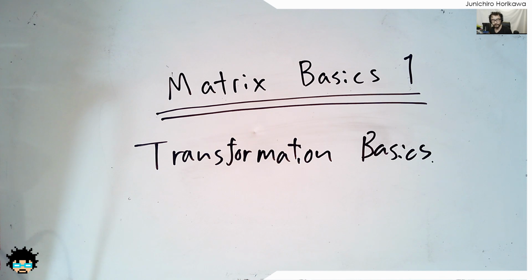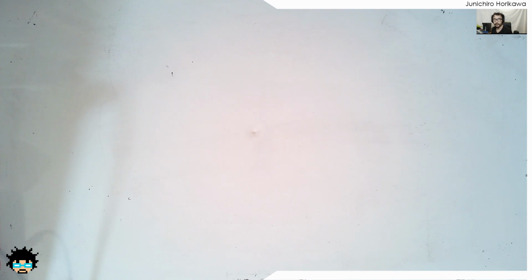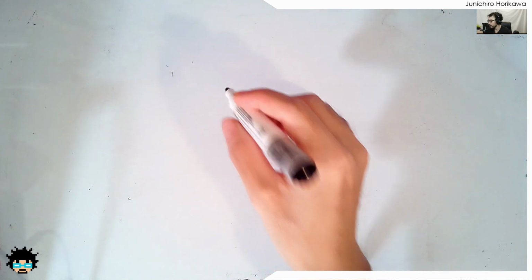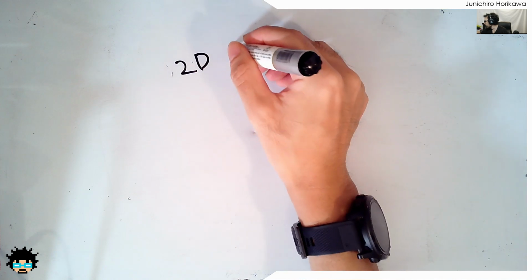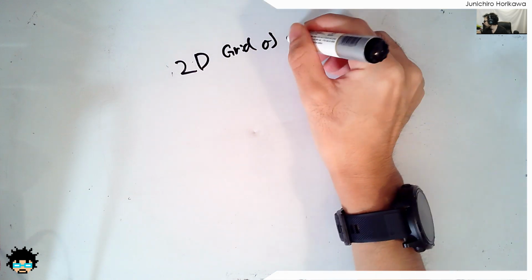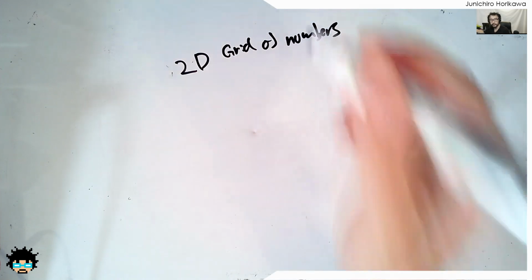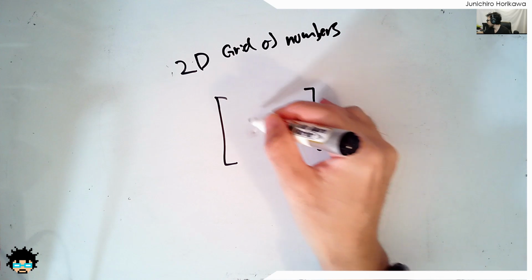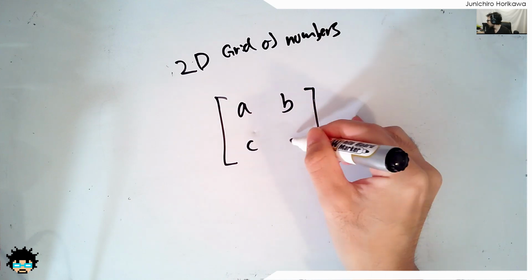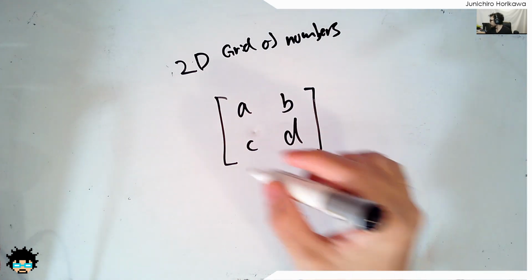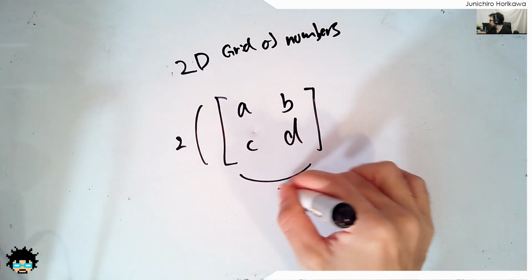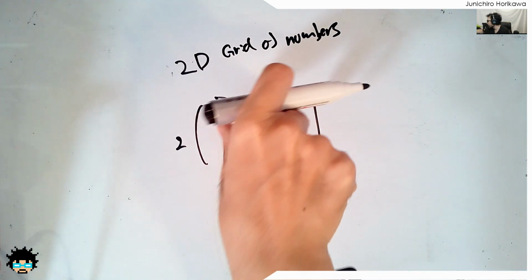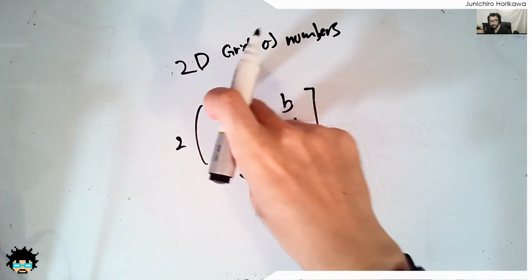Now, first of all, let me explain what matrix is. Matrix is actually a 2D grid of numbers which can be expressed like this. This is a 2x2 matrix which has 2 rows and 2 columns.